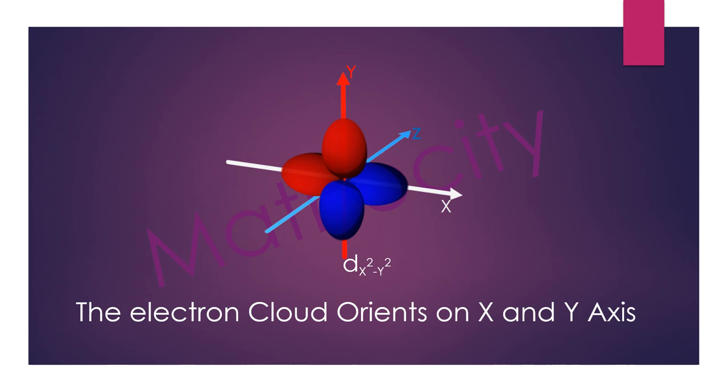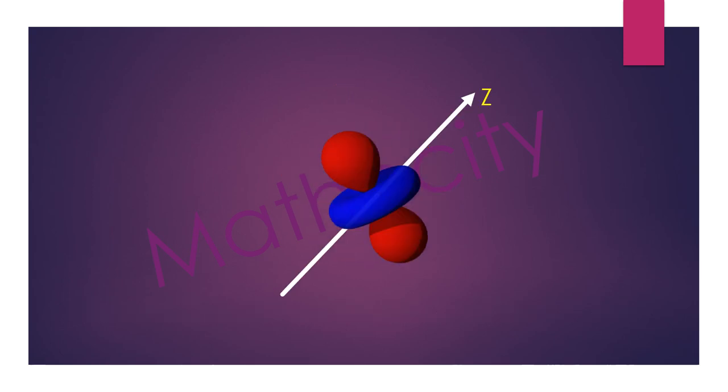Three dimensionally. Now, observe this, children. The last one, the fifth degenerate d orbital, is dz square orbital. This is the z axis. I have not shown the x and y axes. Here the electron cloud is orienting exactly on the z axis, three dimensionally. So this is dz square orbital.